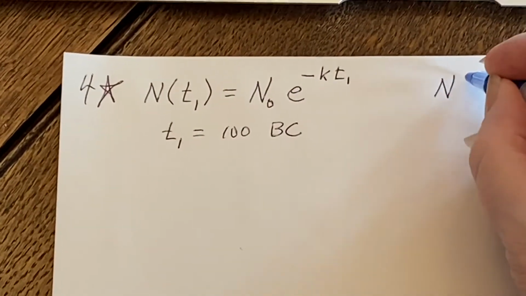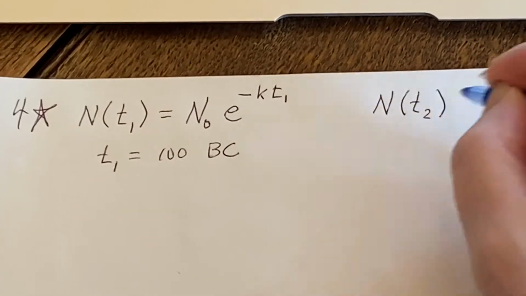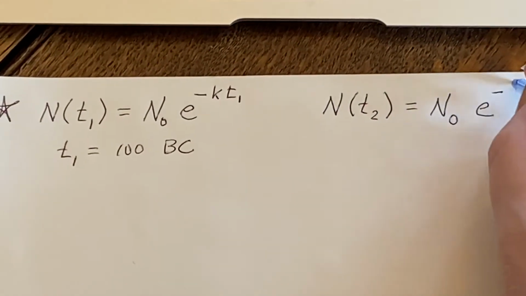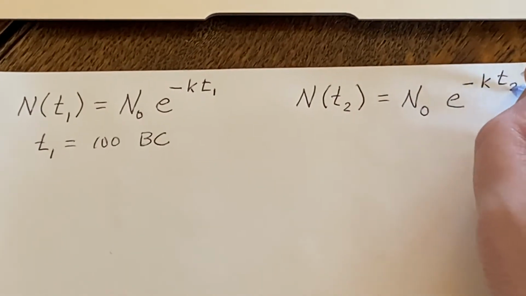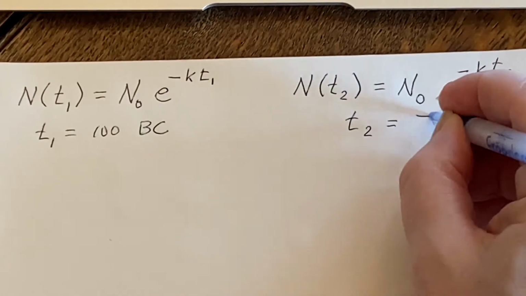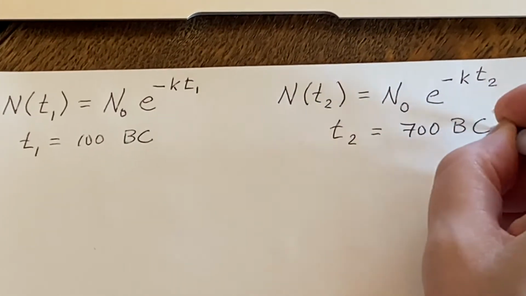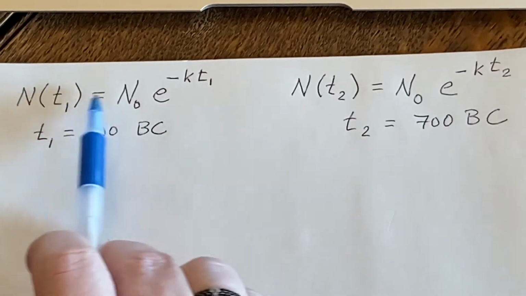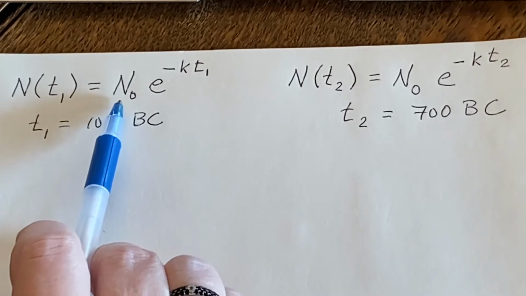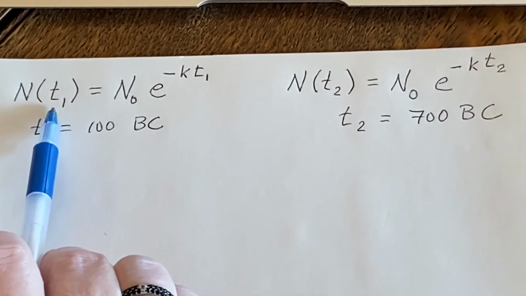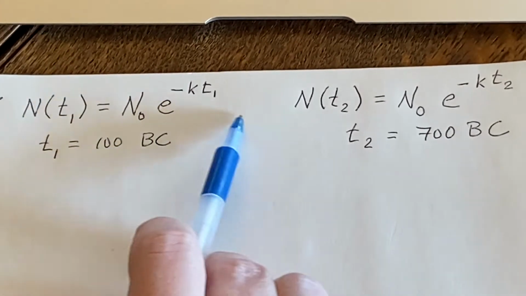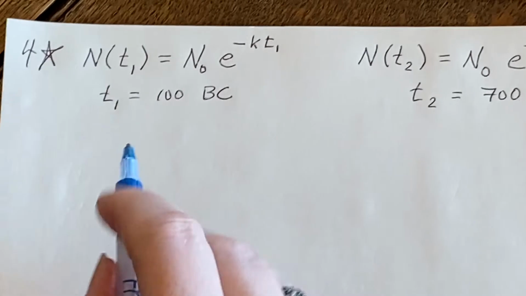I can also say that another one at a different time follows the same format, and the only thing different is that I'm going to put a T2 up here in this exponent. And I'm going to say that T2 was 700 BC. Now, it is important to note that the way I've written these, I am looking at it from the point of view of a time before this had happened. Our N0 is sometime before this time. Otherwise, how would I do this? But what I could do is say, hey, you know what?